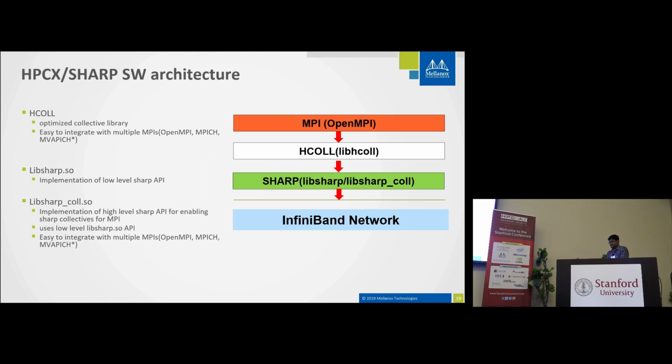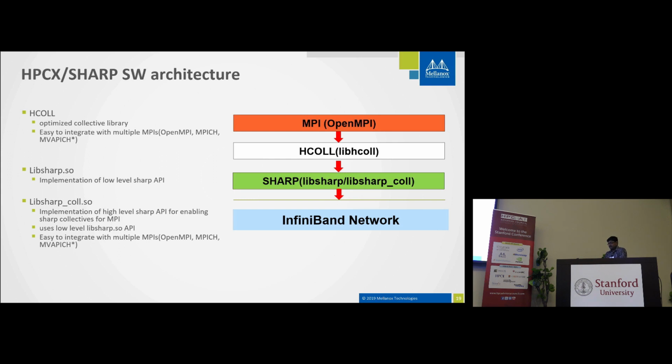So where does Sharp sit in the MPI stack? On top, you have MPI. For example, if you take OpenMPI, it has a collective framework, and you can plug any collective framework into it. So HCOLL, and we integrated Sharp into HCOLL. So if anybody wants to use Sharp, they can integrate with HCOLL directly. Users will get Sharp features along with the other optimized collective performance.